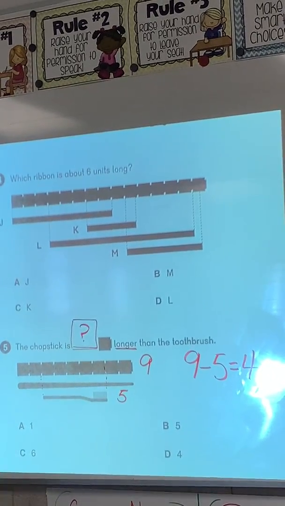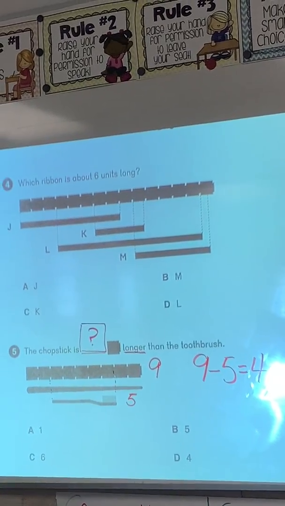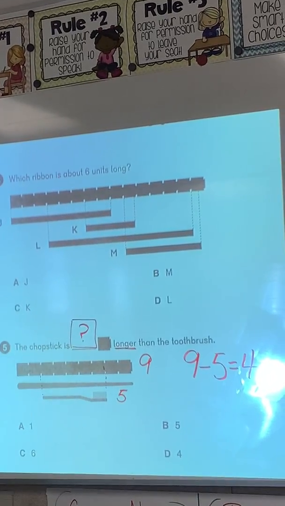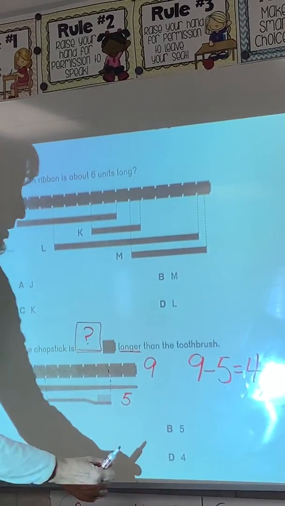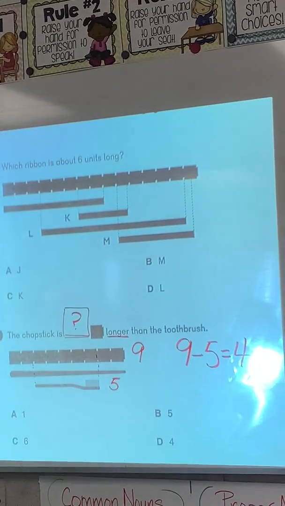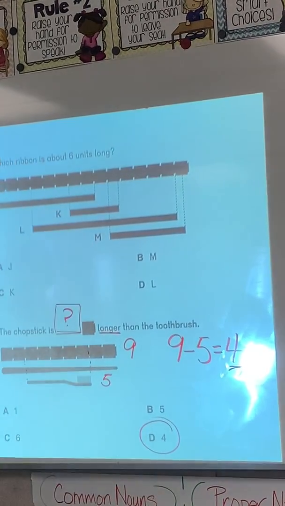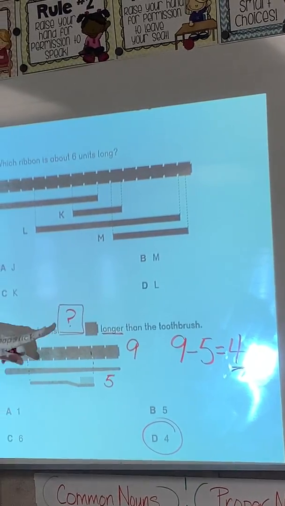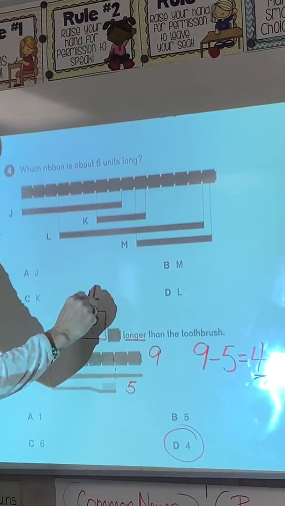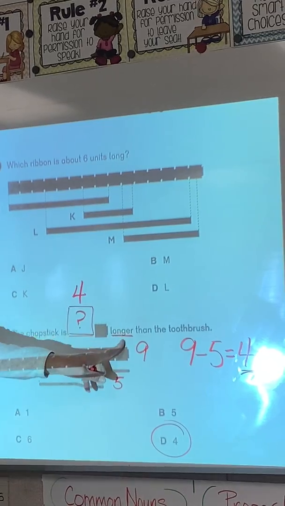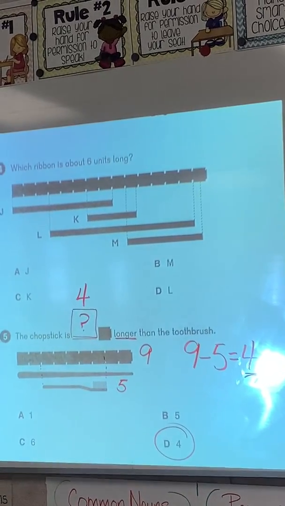C says 6. Is 6 the right answer? No, we don't have any 6s here. We know 6 isn't the right answer. D is 4. Is that the right answer? It is the right answer, so that's the one you circle. The chopstick is 4 bricks longer than the toothbrush.